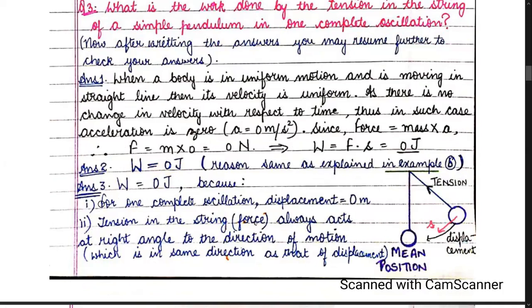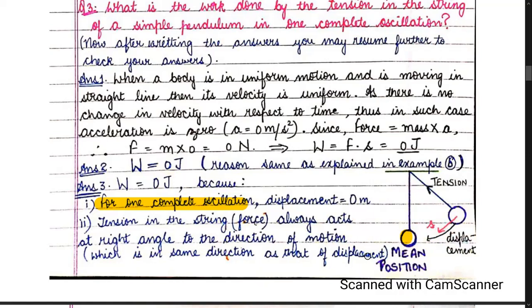First reason is for one complete oscillation, that means you start from mean to extreme, extreme to mean, and then mean to the other extreme, and then return back to mean. That is one complete oscillation, starting from one point and finishing after covering both extremes and then reaching back. So in one complete oscillation, you have started from the mean position, you returned back to the mean position. So what is the displacement here?